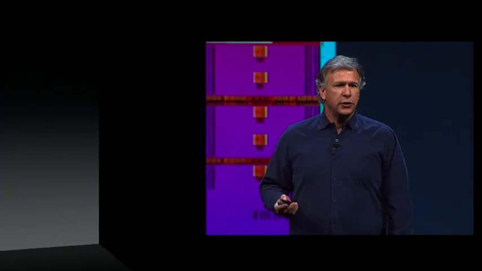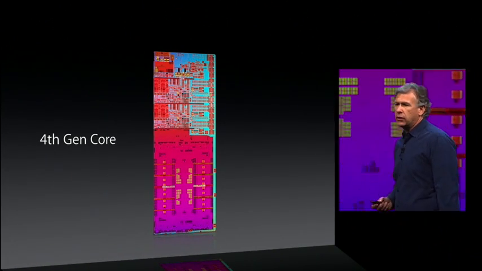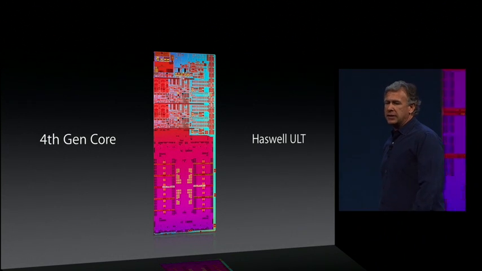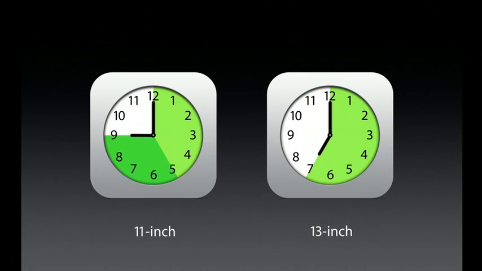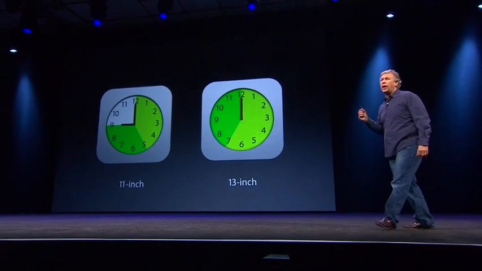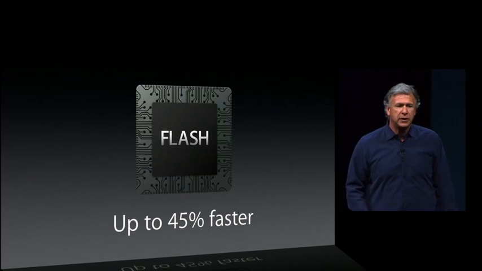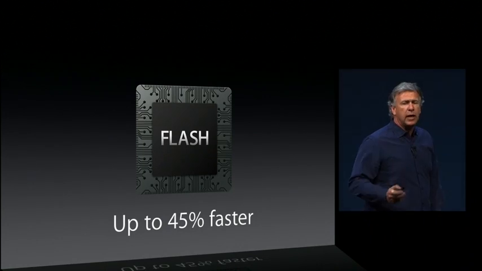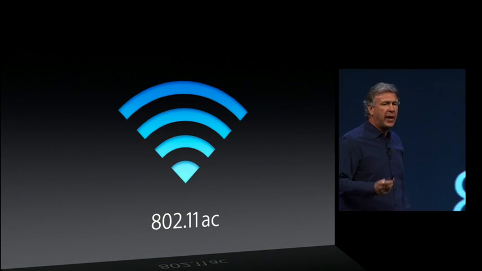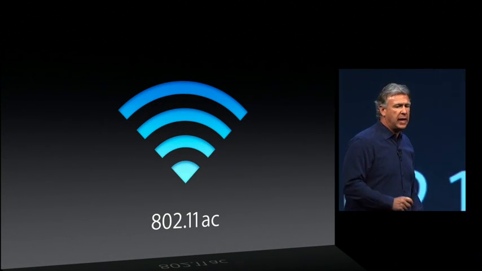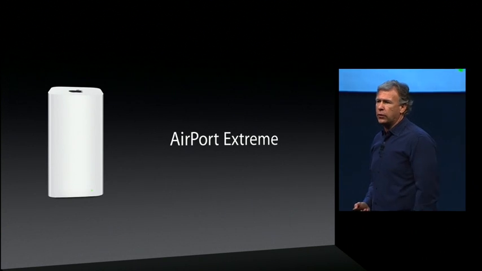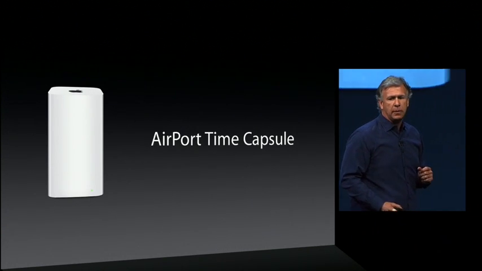I'd like to talk to you about the MacBook Air. It's based on a new 4th generation Intel Core processor, otherwise known as Haswell, up to an incredible 9 hours of battery life. The 13 goes from 7 to 12 hours of battery life. Flash is faster, up to 45%, and Wi-Fi is faster too. Now 802.11ac Wi-Fi networking. So there's a new AirPort Extreme. So we have a new AirPort Time Capsule as well.